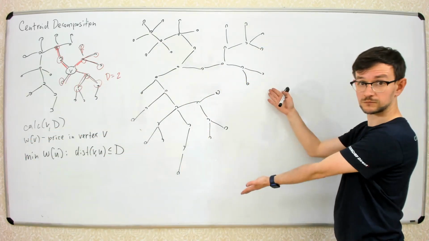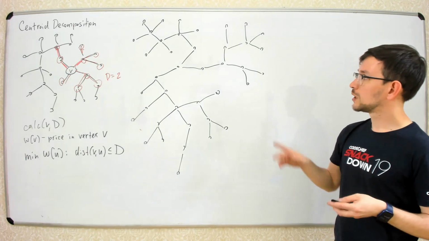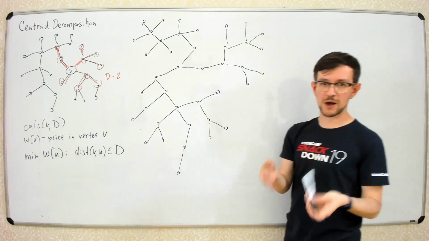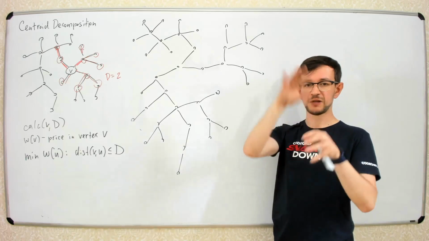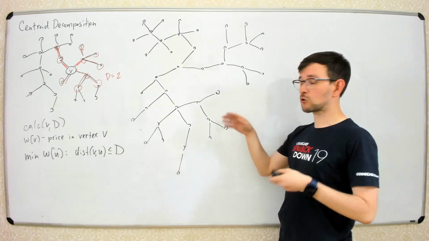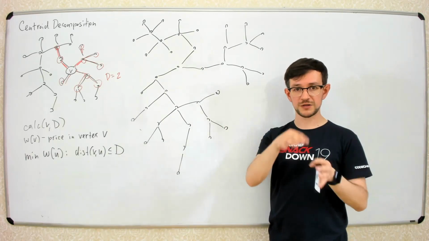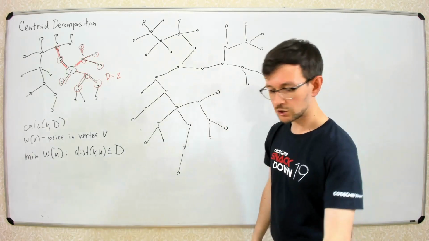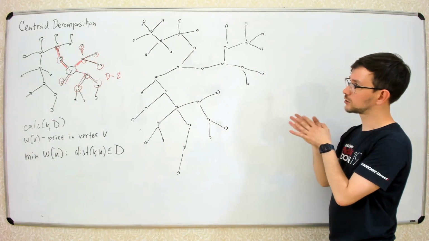So you have this tree. You apply the same algorithm to this tree. You find the centroids, split the trees into groups, find the centroids, split into groups, and so on. But instead of calculating something, you just remember this decomposition. So you take this tree and find the global centroid.